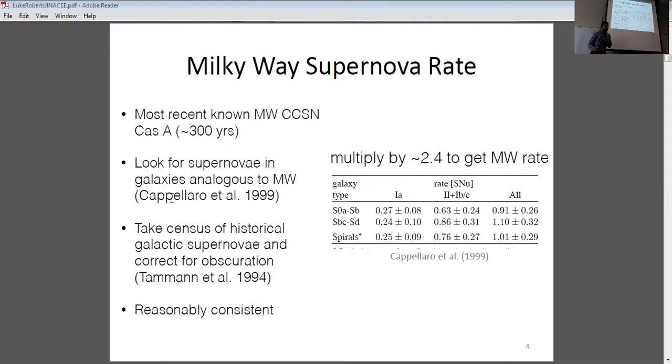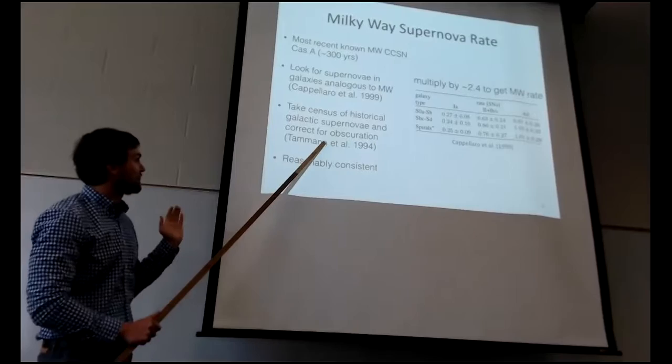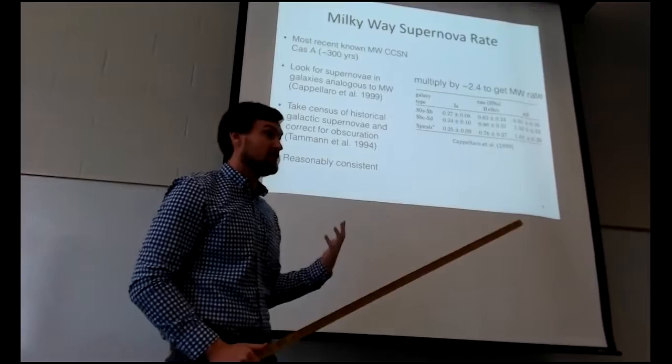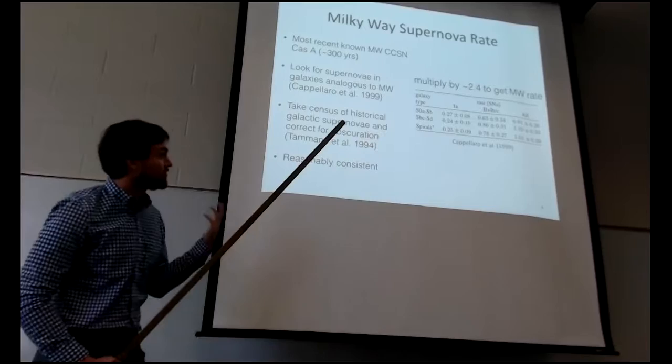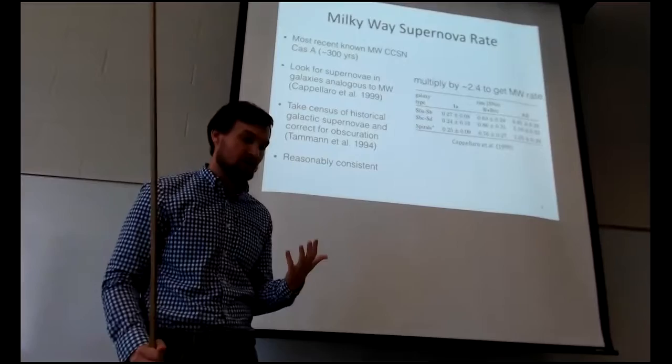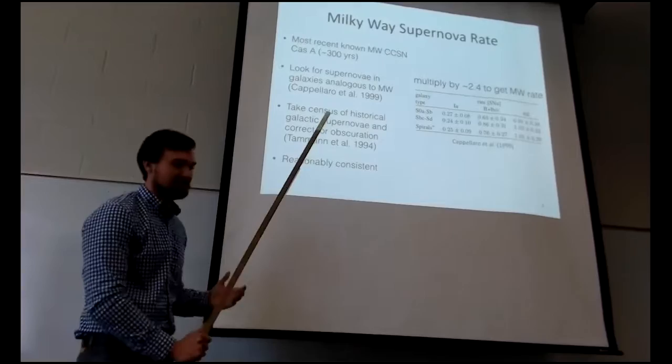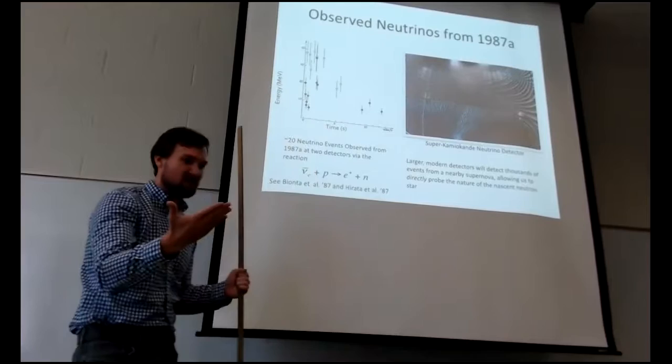You can also take a census of historical galactic supernovae and then correct for things like obscuration and look at what rate you would get then. And you also get a higher rate like this, which is maybe 2 per century. And so that makes things a little bit more interesting for trying to come up with what these signals should look like for galactic supernovae. And this is just to say these two different ways of going about this are reasonably consistent. And then, of course, we know we can observe these things because we observed neutrinos from 1987A.